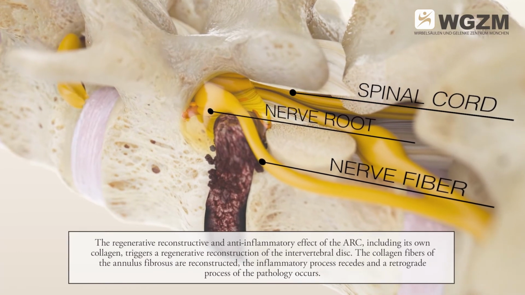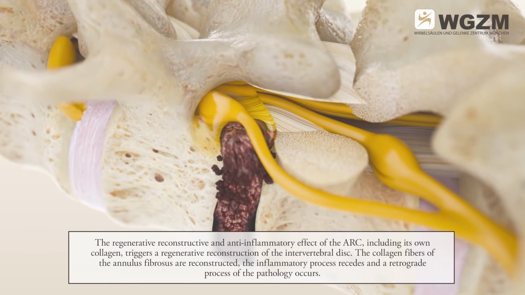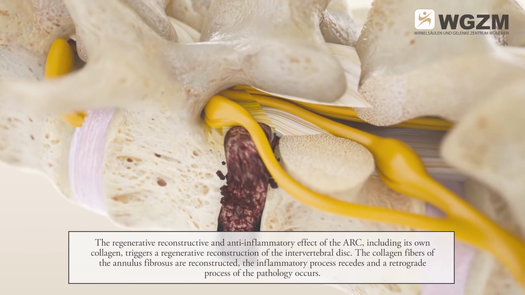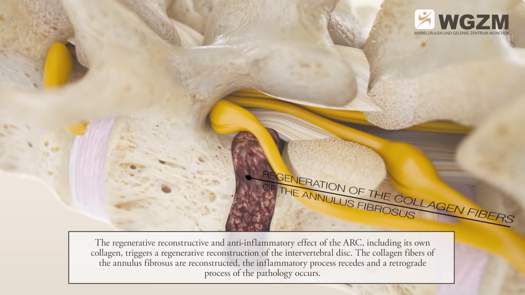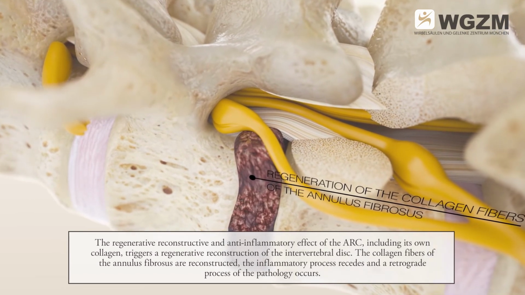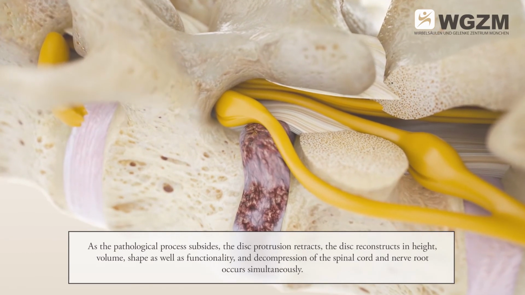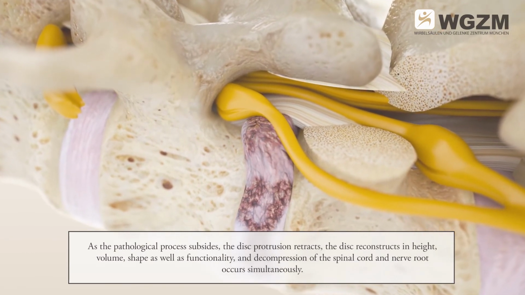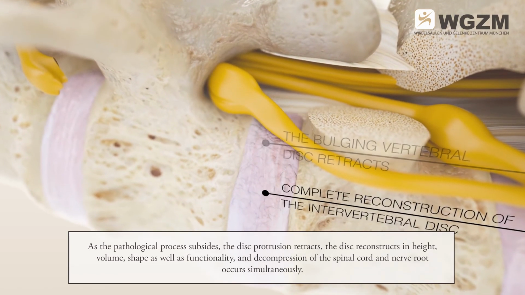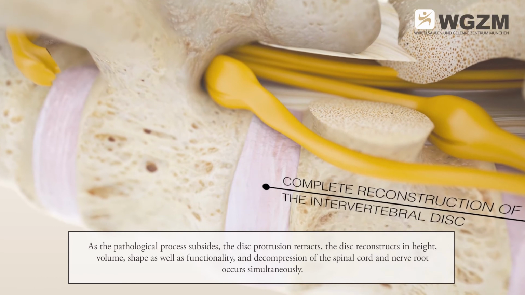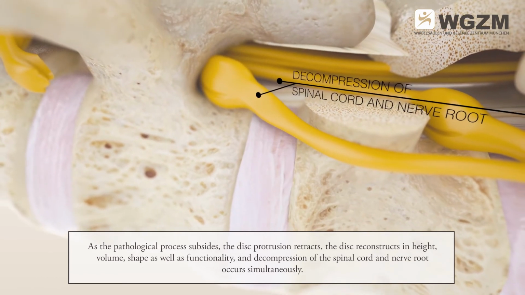The regenerative, reconstructive and anti-inflammatory effect of the ARC, including its own collagen, triggers a regenerative reconstruction of the intervertebral disc. The collagen fibers of the annulus fibrosus are reconstructed, the inflammatory process recedes, and a retrograde process of the pathology occurs. As the pathological process subsides, the disc protrusion retracts, the disc reconstructs in height, volume, shape as well as functionality, and decompression of the spinal cord and nerve root occurs simultaneously.